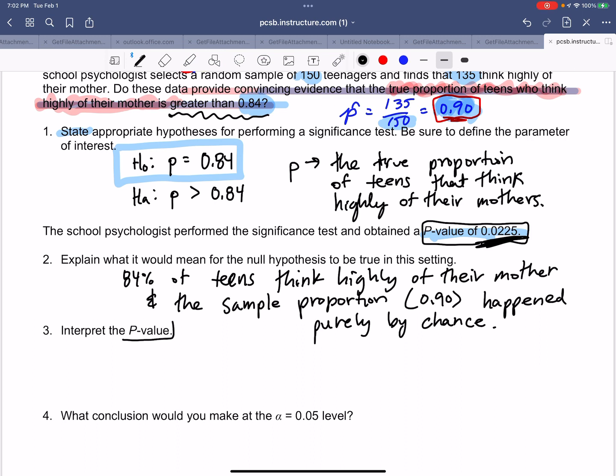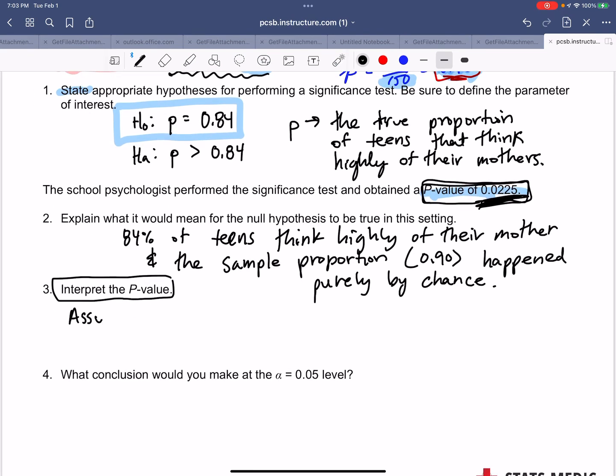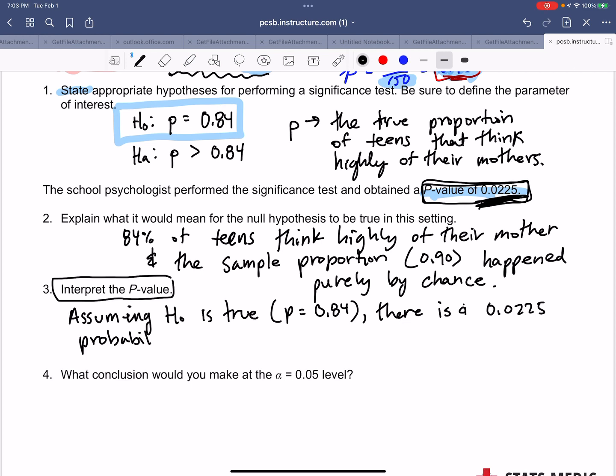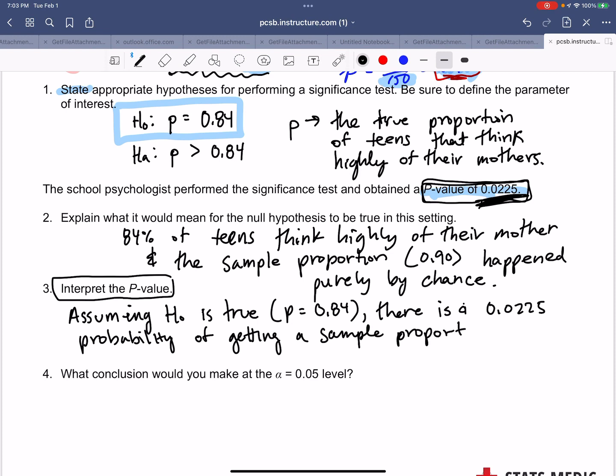So how do we interpret a p-value? When we get this p-value, we say, and we notice our notes up top say the same thing, assuming that H sub O is true, which is that P is equal to 0.84, then essentially our p-value is telling us there is a 0.0225 probability of getting a sample proportion of, what was that, 135 out of 150 or greater purely by chance.